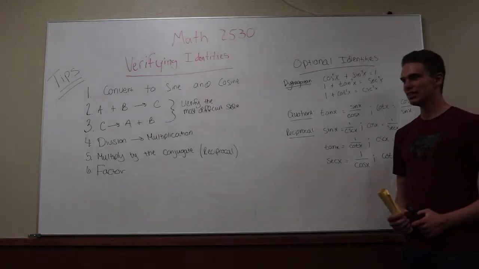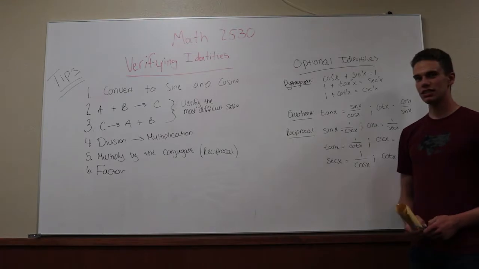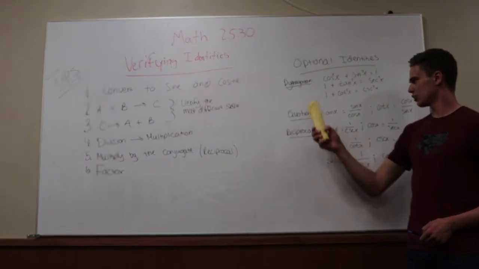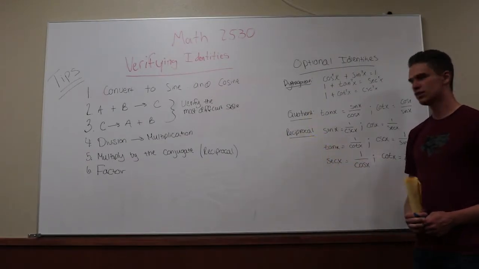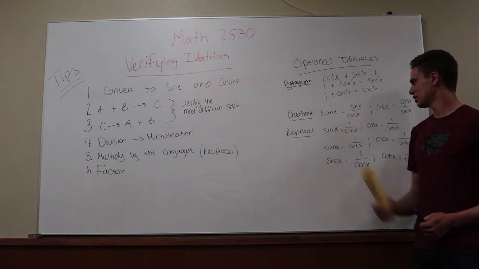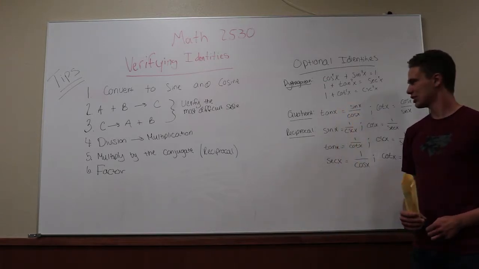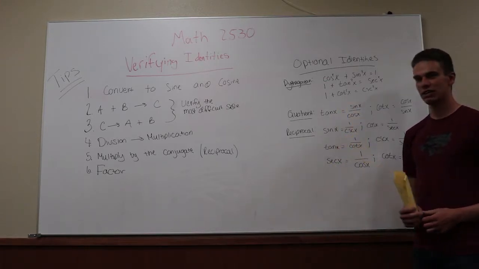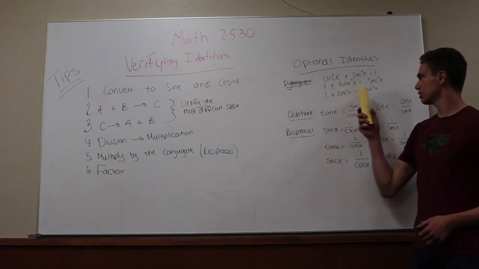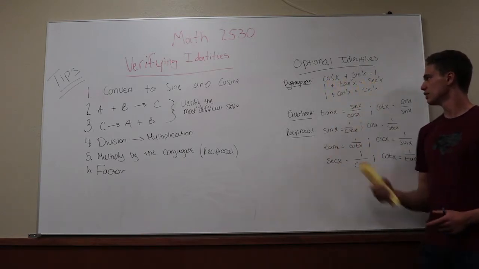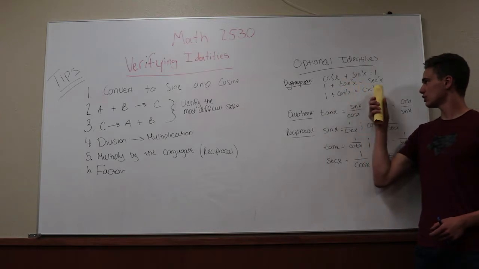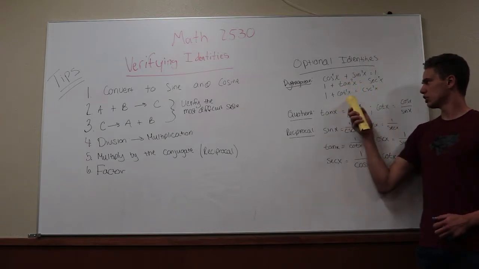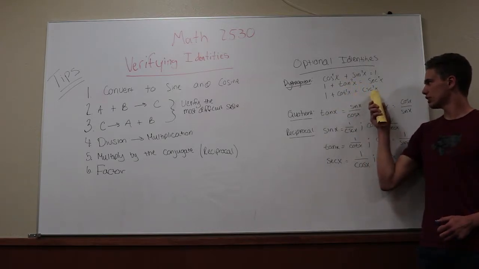In order to verify identities, you're going to need to know your identities. There's the Pythagorean, the quotient, and the reciprocal identities. The earlier you remember these, the easier your life's going to be. So for the Pythagorean identities, you have cosine squared plus sine squared equals 1. You have 1 plus tan squared equals secant squared, and 1 plus cotangent squared equals cosecant squared.